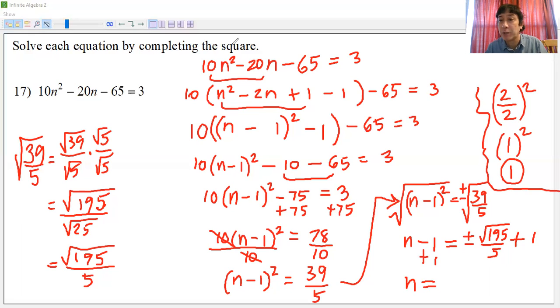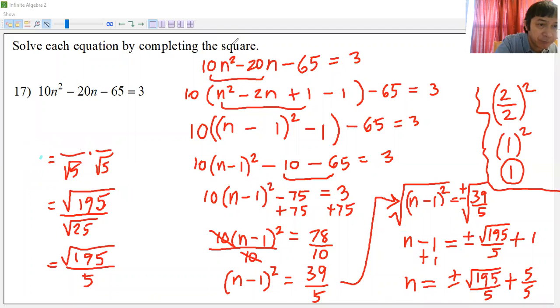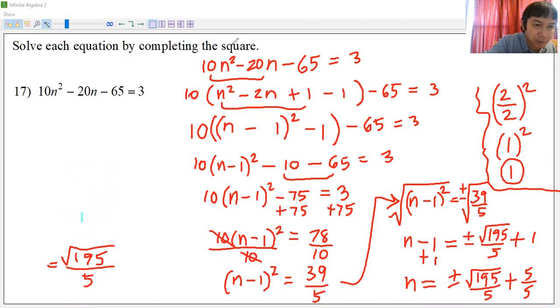To make the denominator the same 5, we will transform the 1 like 5 over 5, just like in the previous problem. So this will look like plus or minus square root of 195 over 5 plus 5 over 5. That's the equivalent of 1. Now we have a common denominator, 5. And we are now ready to get our n1 and n2. We shall erase the square roots here at the left side. We already finished doing that. You can do that on the paper.